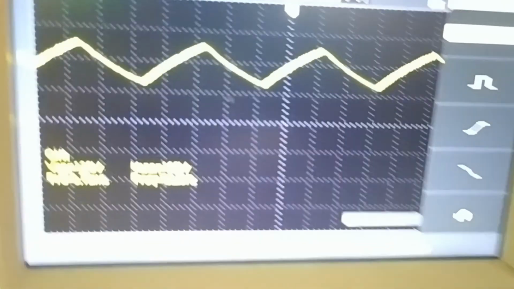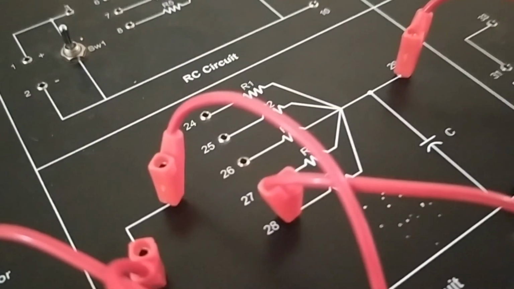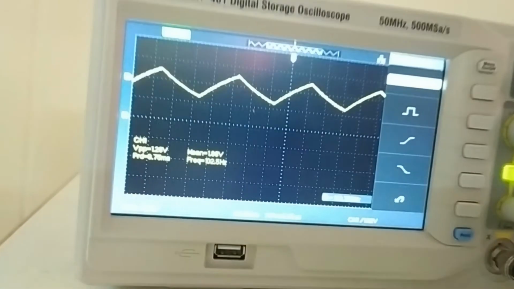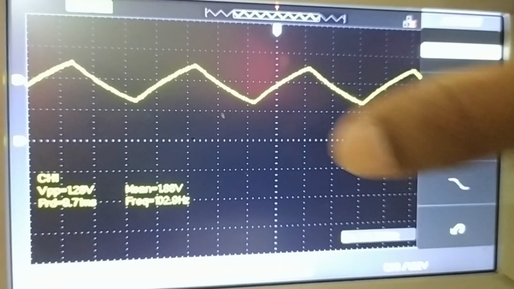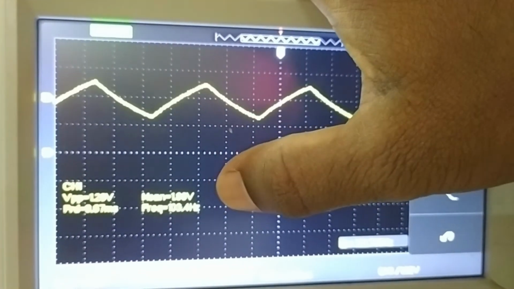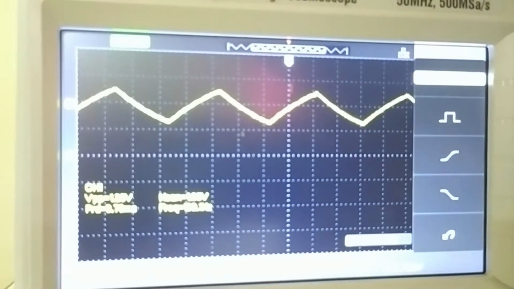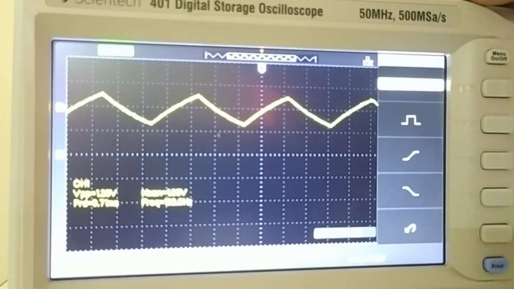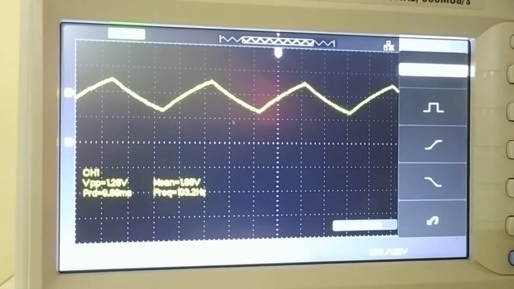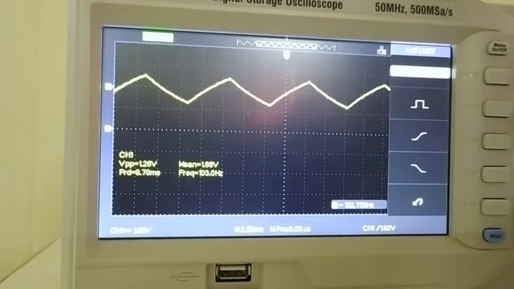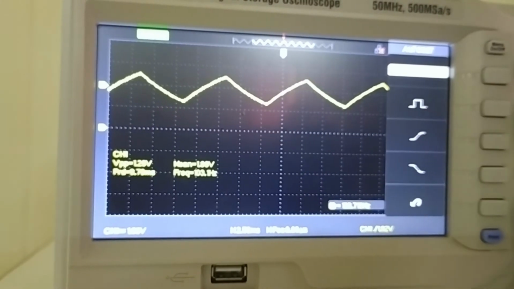So I am considering the R5 value, that is 6.8 kilo ohm. We can clearly see the variation and the charging and discharging cycle in the waveform. Note down the corresponding voltage and frequency. Measure the time constant for R5 and C value. Verify both the theoretical and practical values. Thank you.